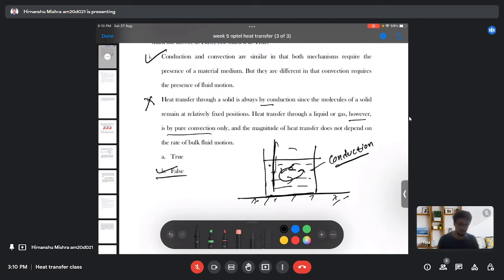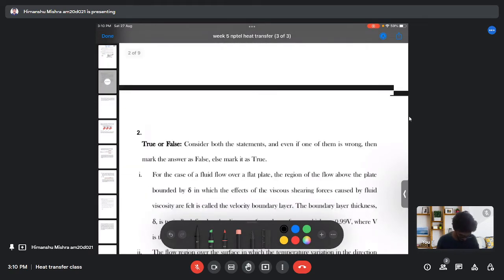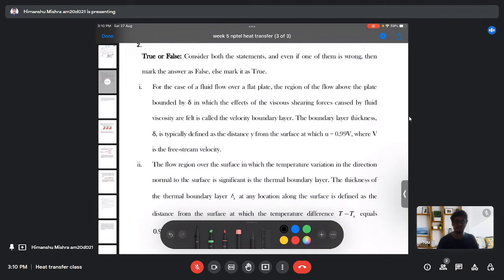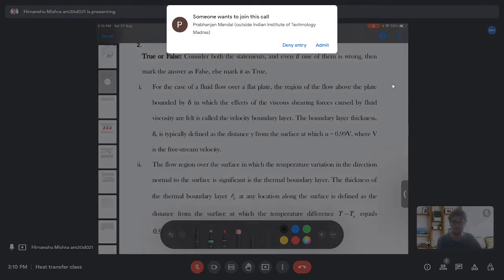So let's move to a different question. The second question is again a true or false question. We need to identify the correct option between these two.